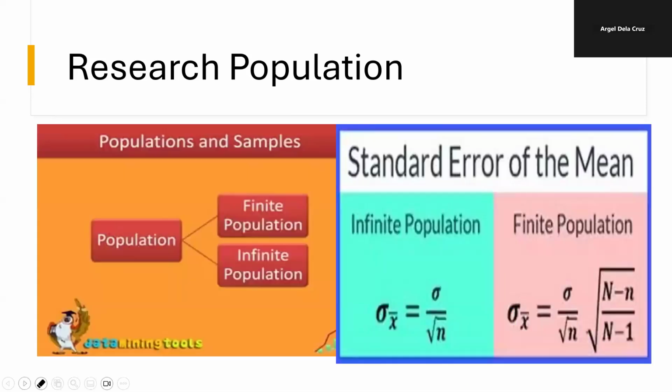Now, your research population again will be divided into two types. It could be finite or infinite. For finite, we have the standard error of the mean. And of course, you will see now the difference. So what's the difference of finite versus infinite? Pag finite, alam mo na kagad kung ano yung number. You will easily get it.